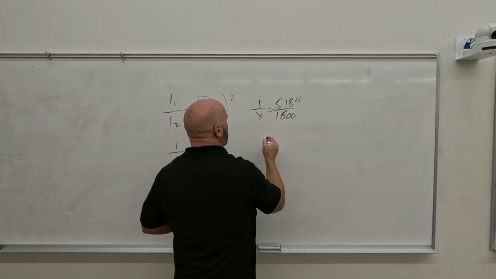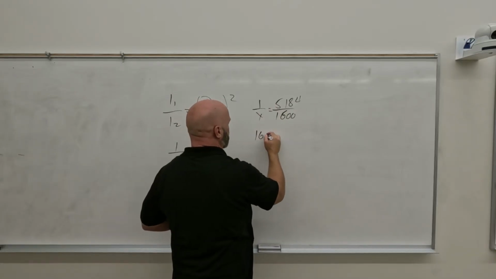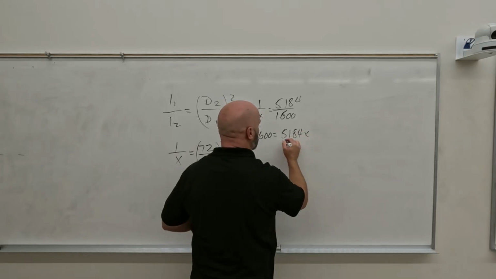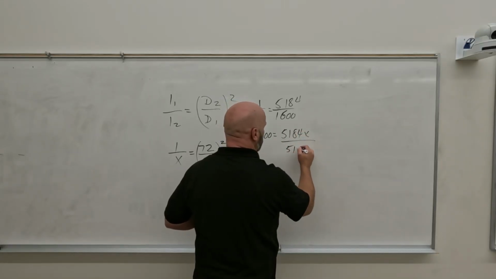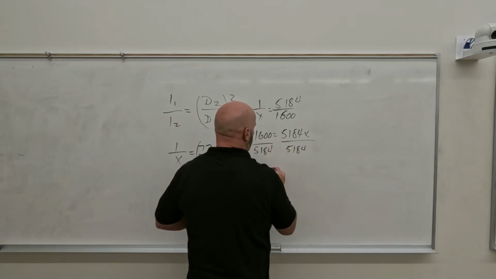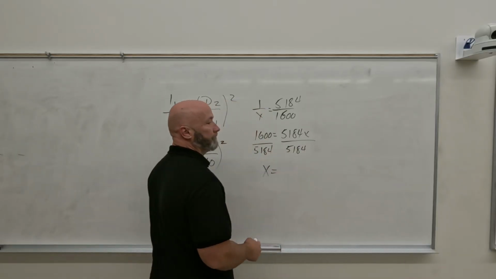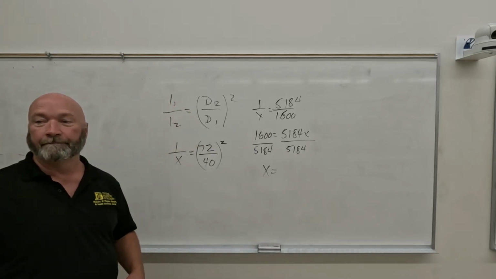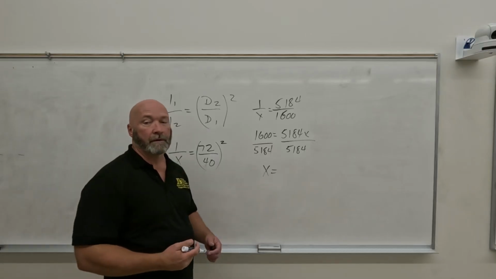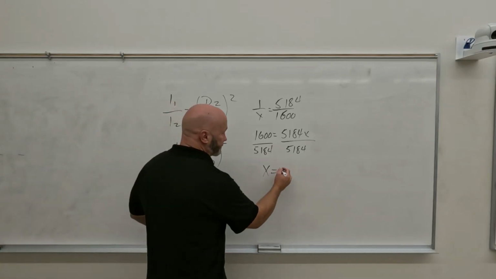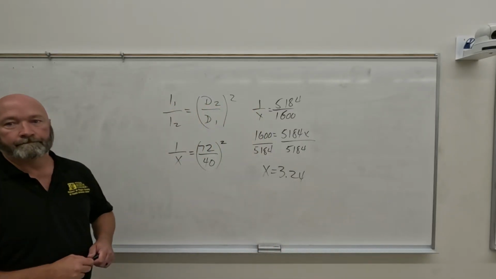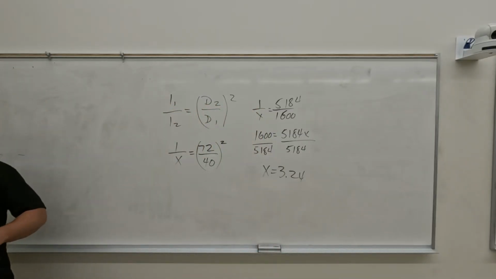5,184. All right, so then we have 1,600 is equal to 5,184x. Divide both sides by 5,184. X is equal to, who had it? I just say 3.24. 3.24 is the answer. Okay. What's it going to be every time?